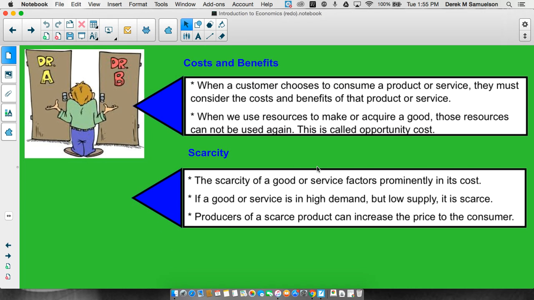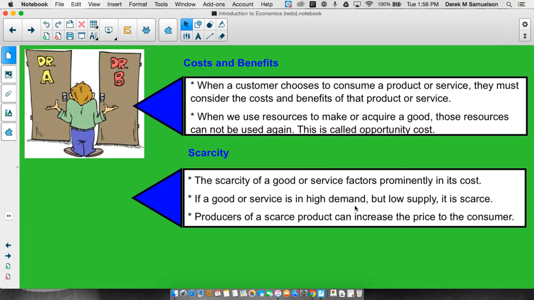All right, scarcity. Scarcity is one of those things that you need to understand in economics, or you can't understand economics at all. The scarcity of a good or service factors prominently in its cost. How expensive is something? Well, it depends upon how much of it there is and how much people want it. Take gold and water, right? Gold, there's not a whole lot of it, and everybody would like to have a nice big pile of gold in front of them. Water, well, everybody wants it, but a great big pile of water right in front of you doesn't have a lot of value because, well, geez, look around. There's water all over the place. There's tons of it.